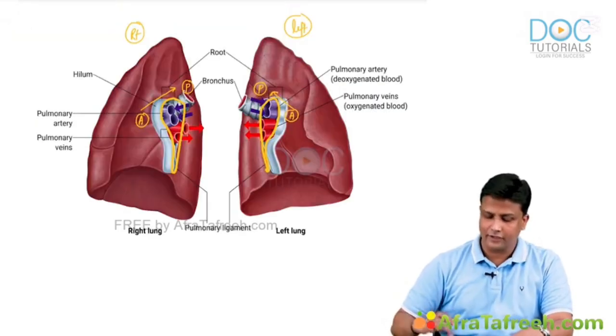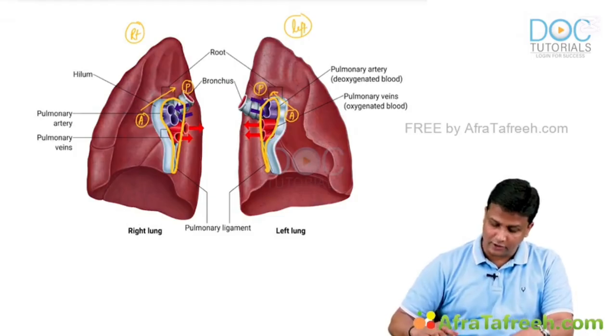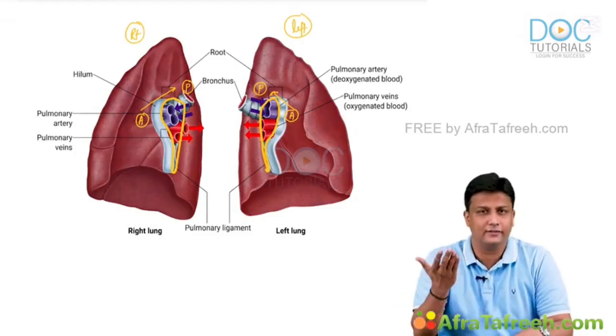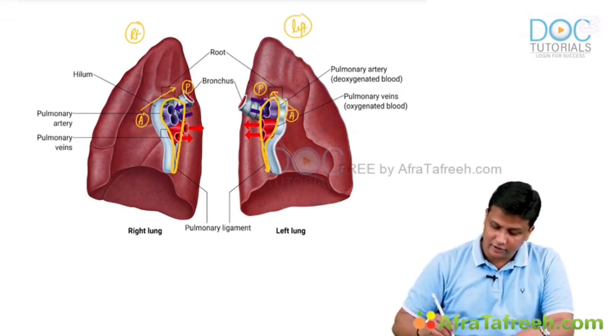It is nothing but the modification of visceral pleura only. What is the pleura that is actually covering the lungs or adherent to the lungs, the inner one? That is visceral pleura only. That visceral pleura is actually reflecting there. And you can see this additional part here which is referred to as the pulmonary ligament only.